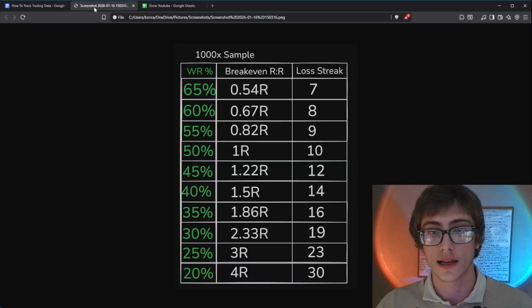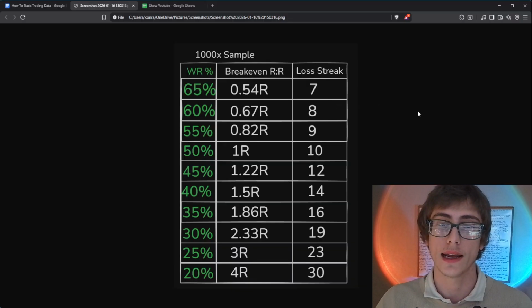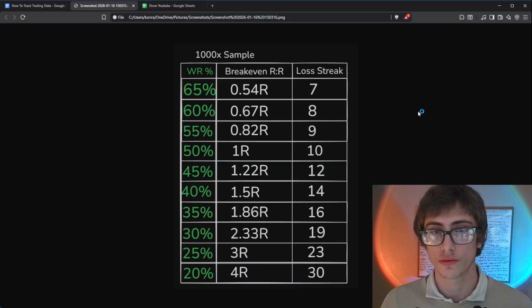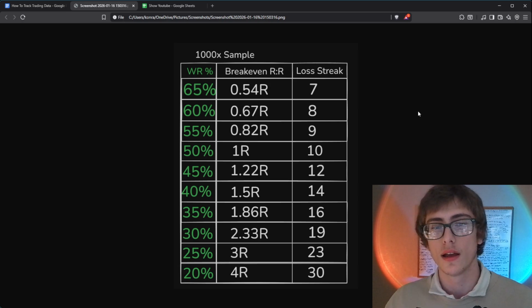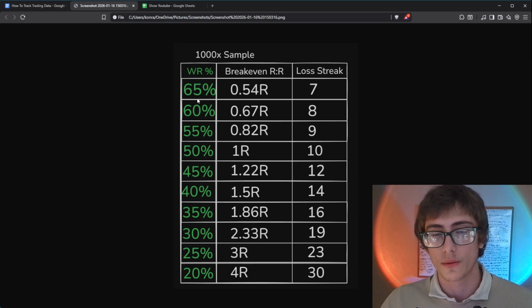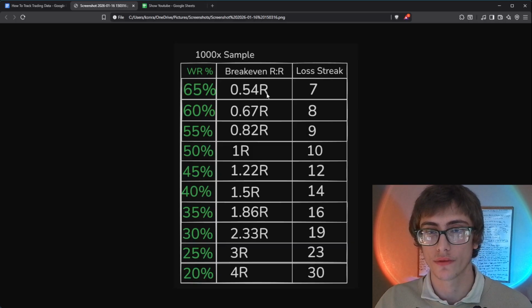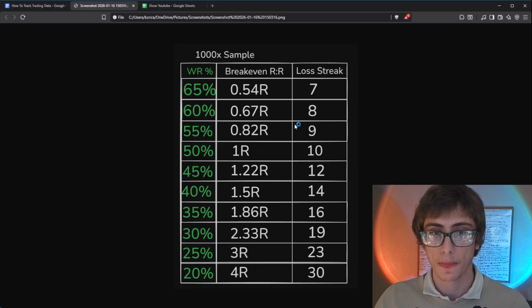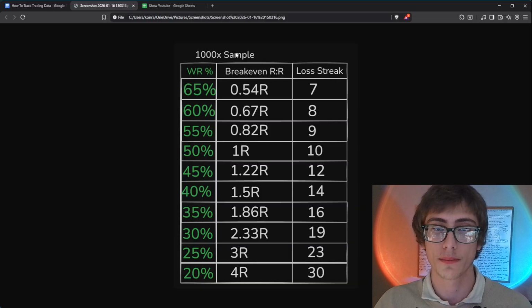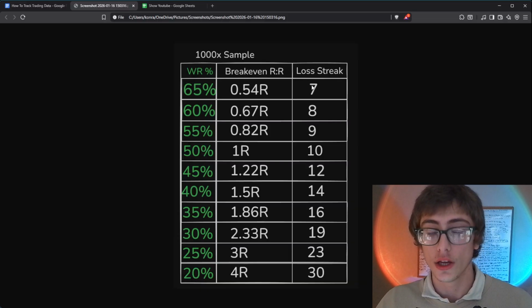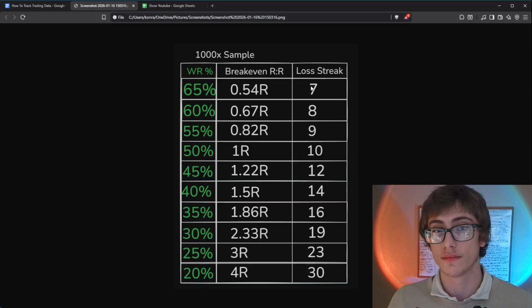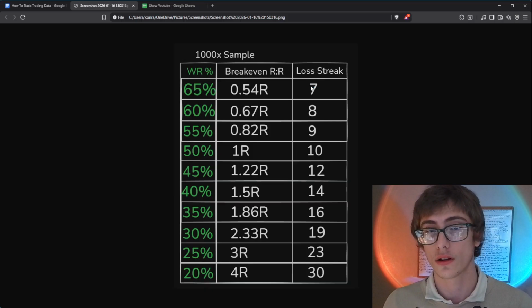So here I will show an example of some math around a 1000x trade sample simulation, if you will. So if you have a 65% win rate, you only need a 0.54 risk to reward ratio on average to break even. And another point is across 1,000 trades, it is guaranteed that you will go on a 7-loss streak. Maybe not guaranteed, but at least it's very statistically probable, right? Statistics points towards it as true.